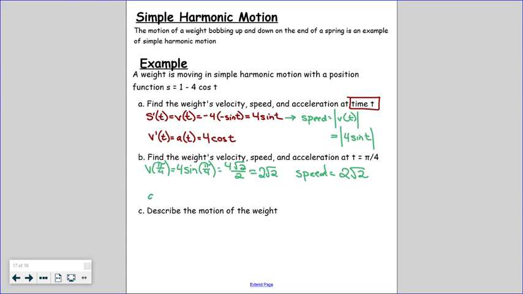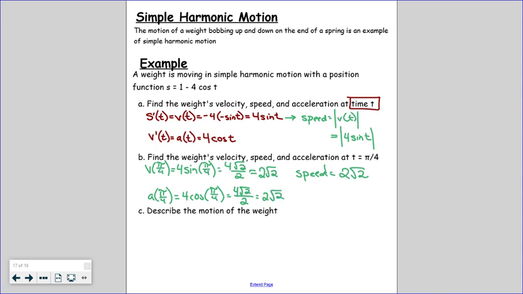Our acceleration, again, just plugging in pi over 4 for cosine of pi over 4. Cosine of pi over 4, we actually already talked about that one a couple slides ago when we were trying to find secant of pi over 4. Cosine of pi over 4 is also square root of 2 over 2, so we get the same answer. 4 times that gives us 2 square root of 2.